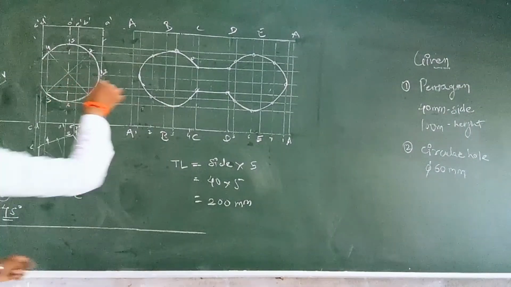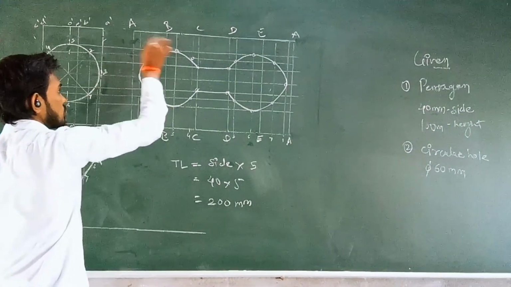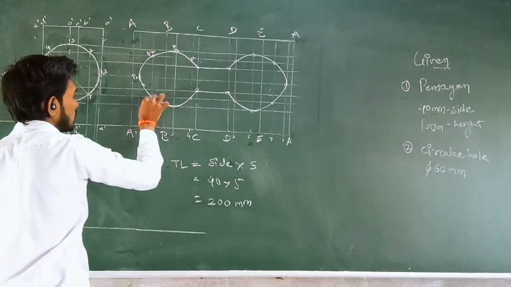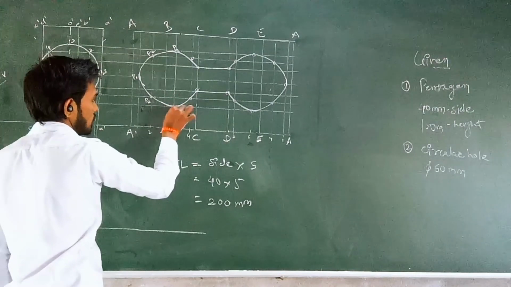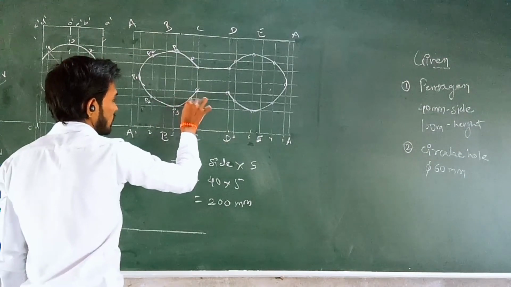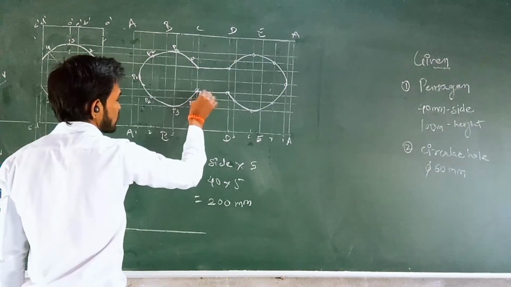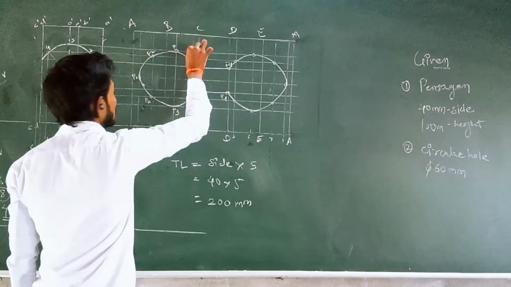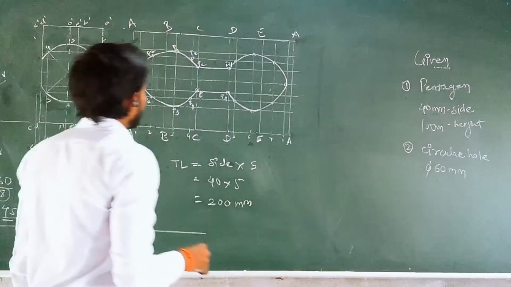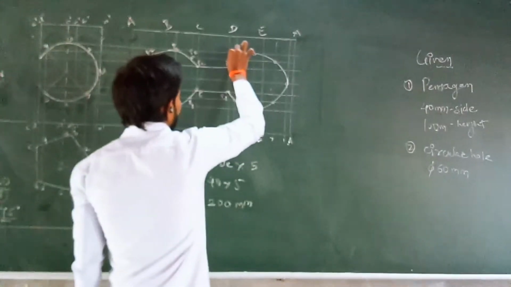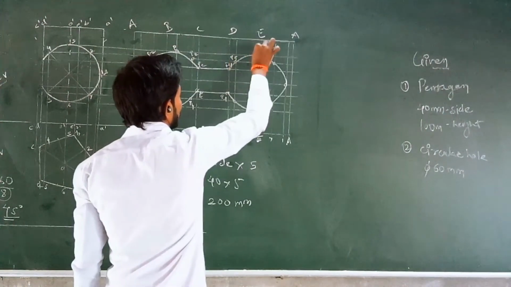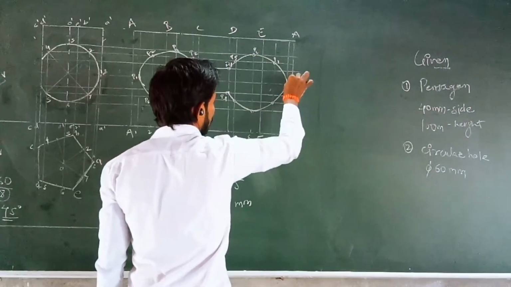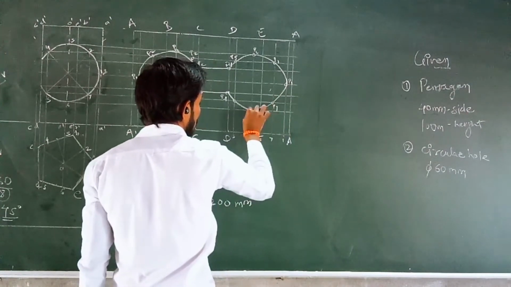Okay, so let's give it the names, that is P1, P2, P3, P4. Now this is P5, this is P6, this is also P7. This is P1, this is P7, and P6.